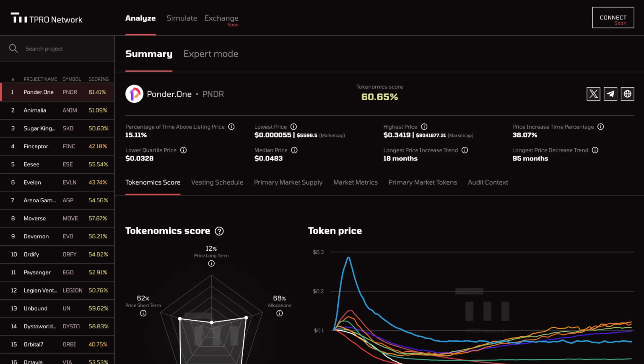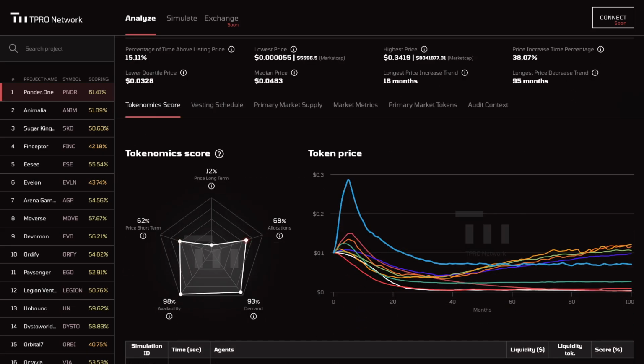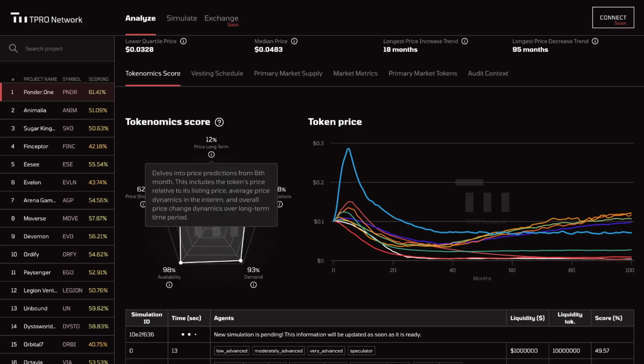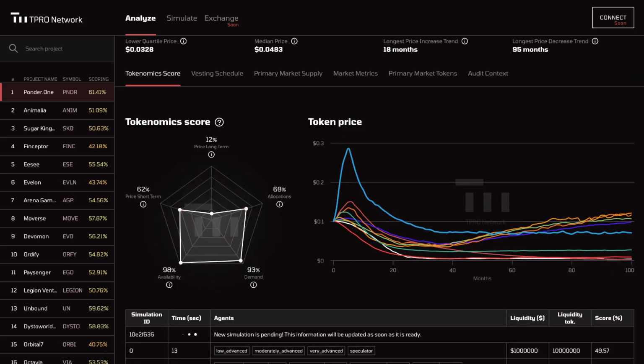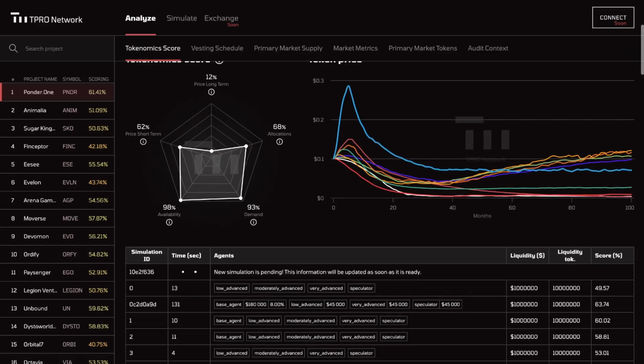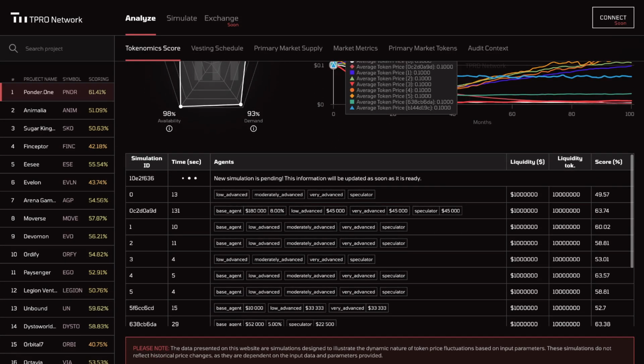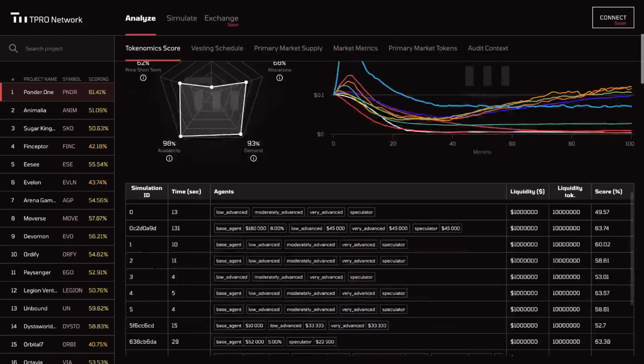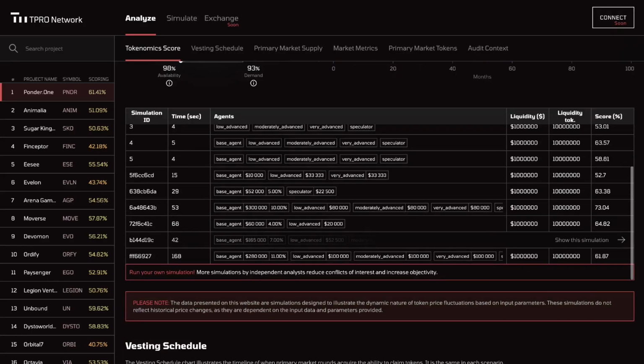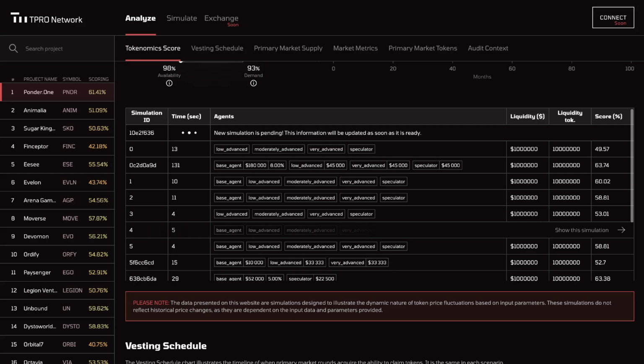We have two tabs here: a summary and expert mode. We will go to expert mode later on. What you can see first of all is the tokenomics score. The score is based on 5 different factors that you can read about, okay? I'm not going to deep dive on it today. What is really important is that this score is based on all of the simulations that you can see here, and this is my favorite characteristic of the TPRO network.